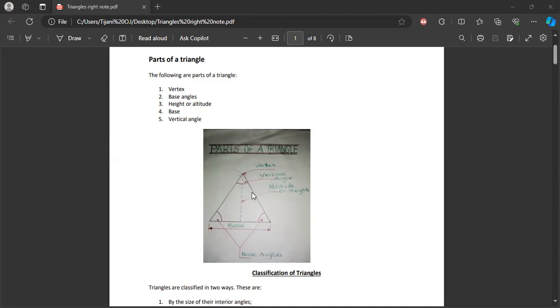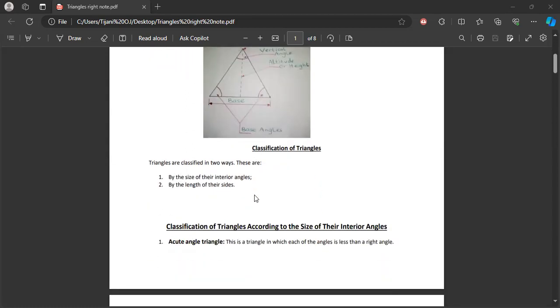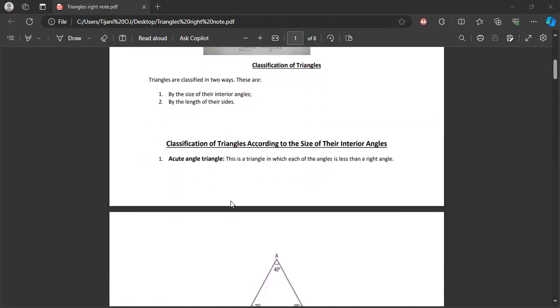Then the next thing that we're going to talk about here is the classification of triangles. Triangles are classified in 2 ways: number 1, by the size of their interior angles, and the second classification is by the length of their sides. Now let's look at this one by one. We are starting with the classification of triangles according to the size of their interior angles.